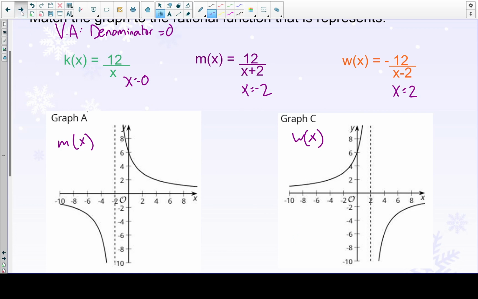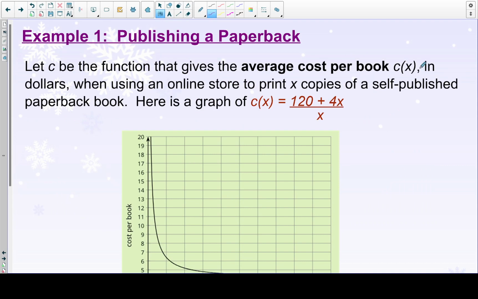Let's deal with other kinds of asymptotes. Example number 1. Let's say that we wish to publish a book. As we publish things, certainly publishing books costs money, right? So let's say we want to print a lot of copies of a book. If I print just a few copies of a book, certainly I'm going to pay quite a bit for those copies. However, as with many things, whenever you buy more things, you tend to pay less for each individual thing, to a point.